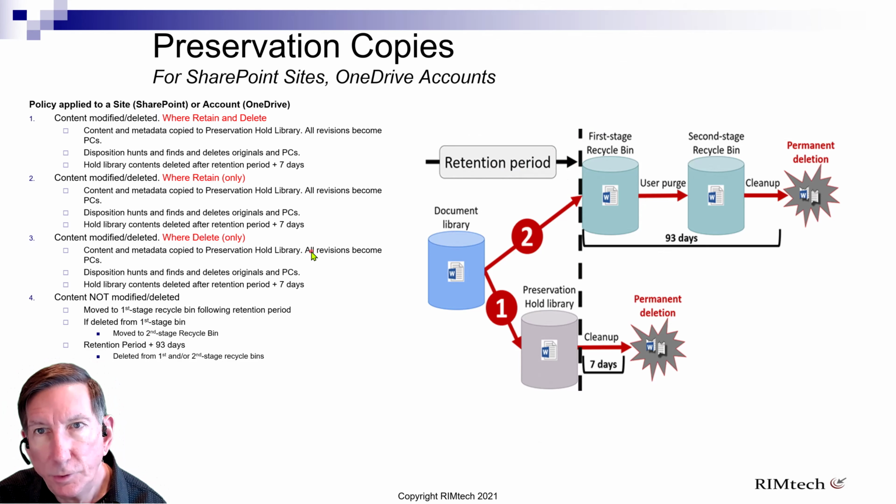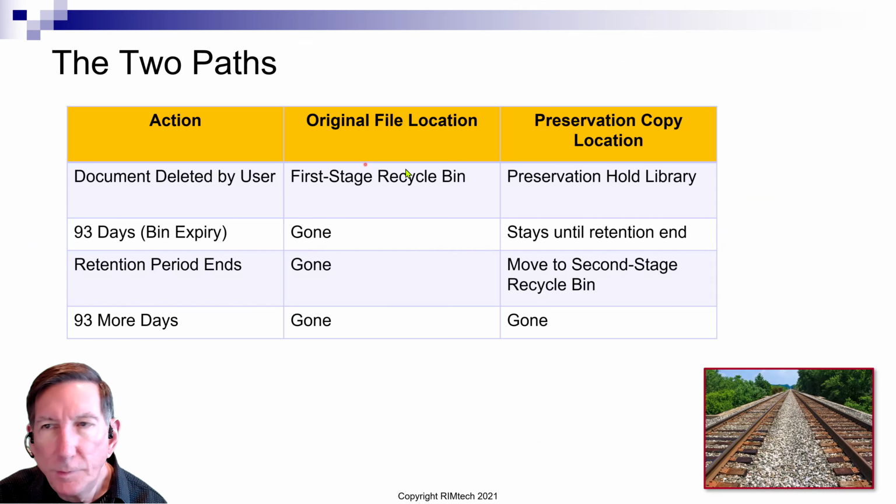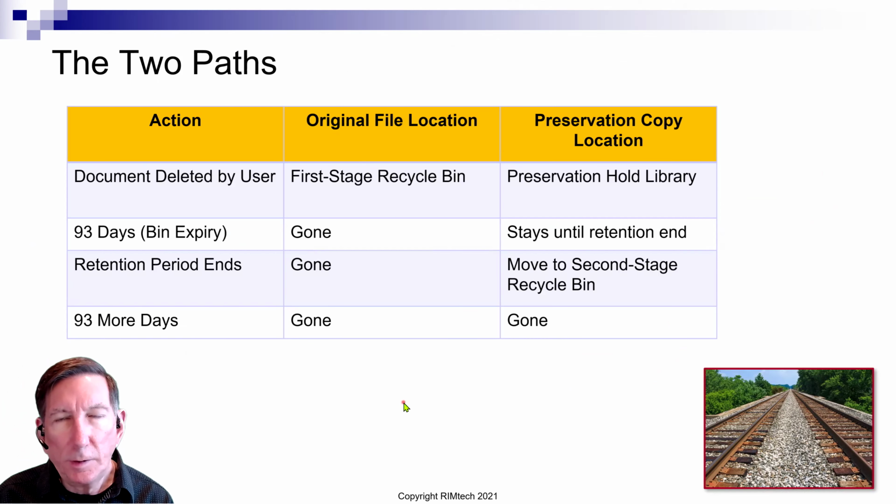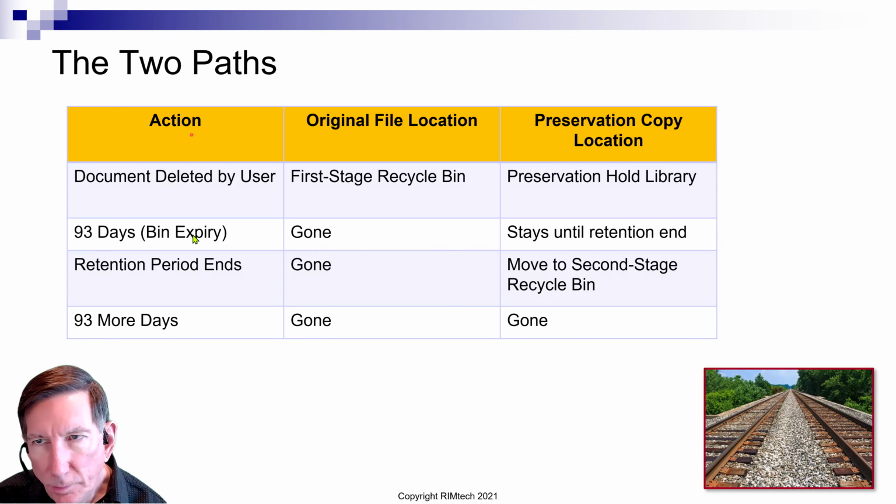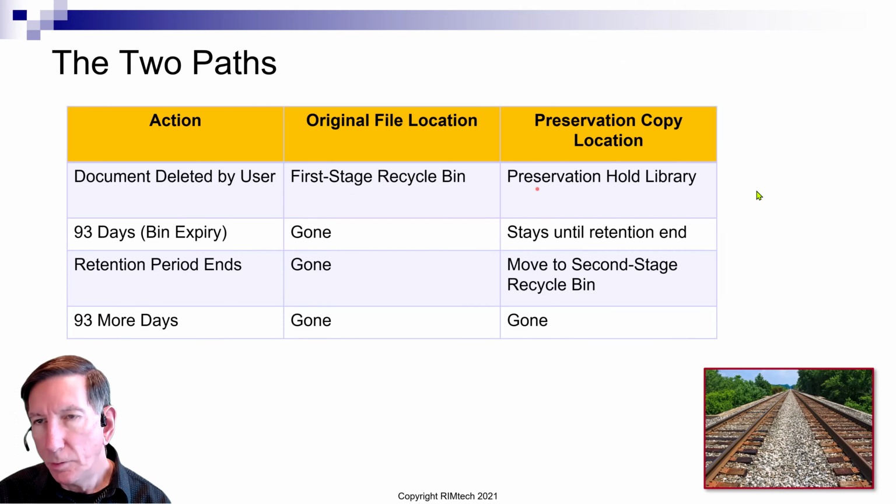That's a simple version of it, okay? This is a tabular look at it, which I find easier to understand. This is what we do. If we delete, then it goes to the first stage recycle bin, the original one, and then 93 days later, it's gone, and that's the end of the story, right? But meanwhile, in the PHL, the Preservation Hold Library, there's a copy stored there.